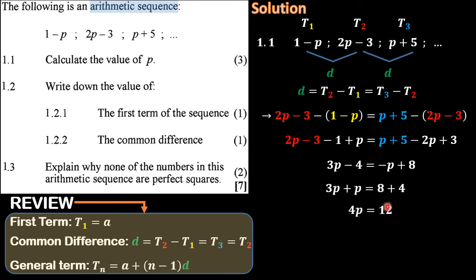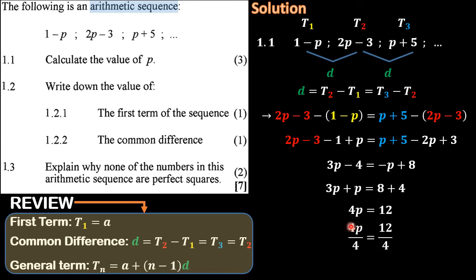Then what are we supposed to do here in order to get the value of p? Exactly, divide both sides by 4. Okay, divide both sides by 4. Then you get 4p divided by 4 is equal to 12 divided by 4.